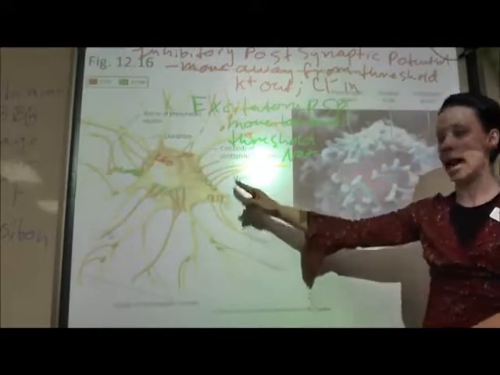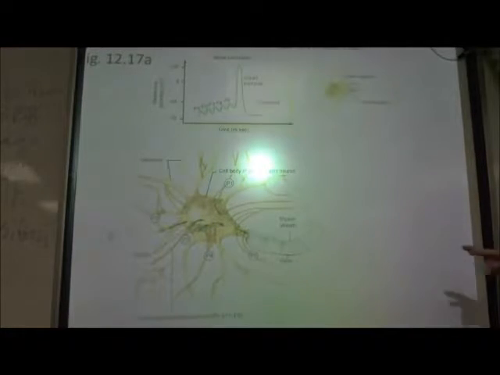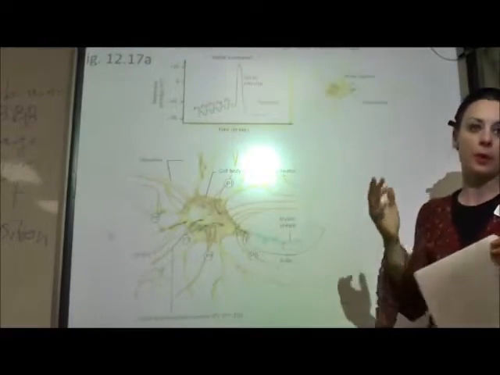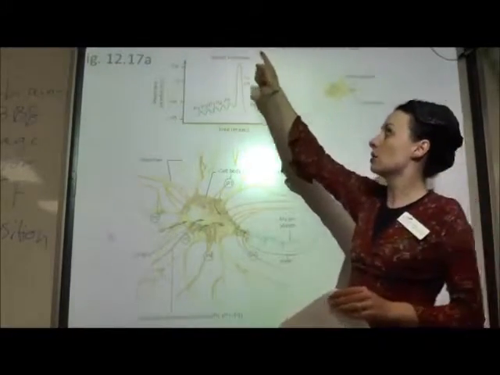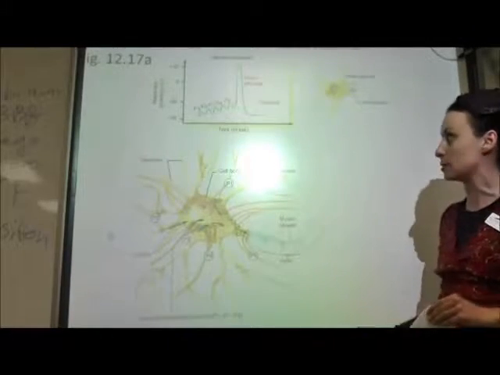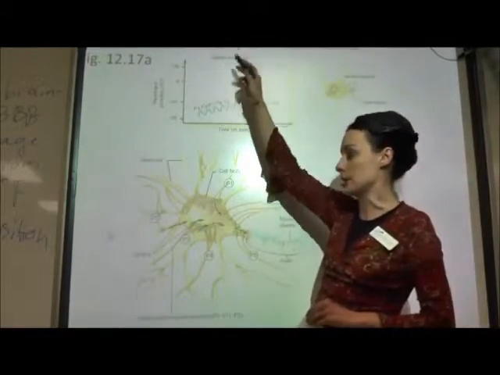All of that's going to be added up here at the initial segment. So if we look at the next part, the initial segment is this axon hillock, and it's going to be summing up what's happening up here. So summation is adding up what's going on. And the first type that is demonstrated here is called spatial summation.